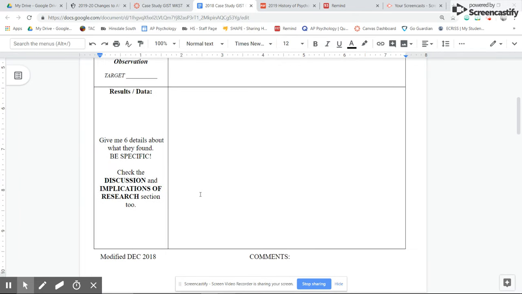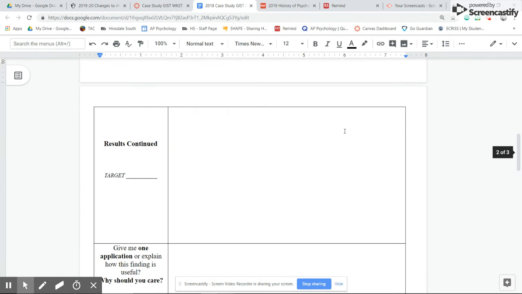Next, data and results. You may find these in the discussion section as well. Don't feel like you just have to stick to the results section. Sometimes you can find some good tidbits about results and what they found in later sections of the case study. Don't write the first 6 things you find. Please make sure that you find something that is specific and interesting, because you want to be able to share this in class. And if you have what everybody else has, it's going to make it hard to participate. Again, I would recommend that when you write your quote, whatever you found, also include the page number for where you found it, because that way you can go back and reference it.